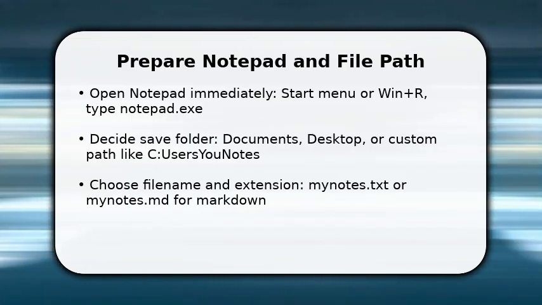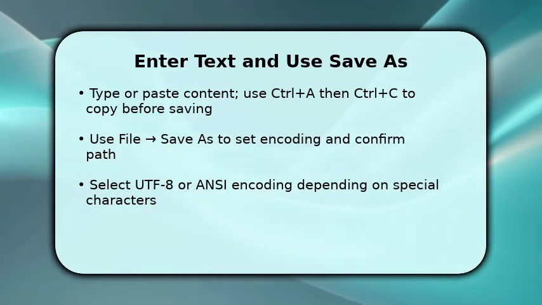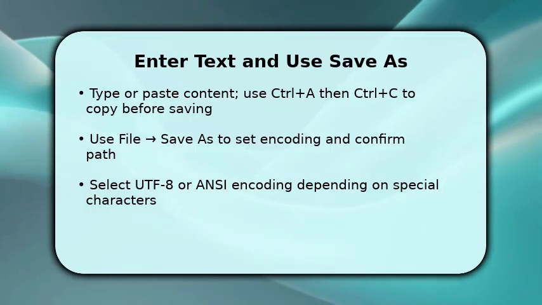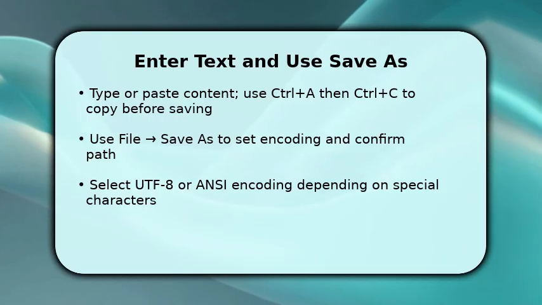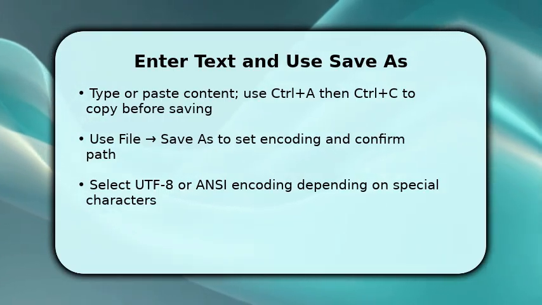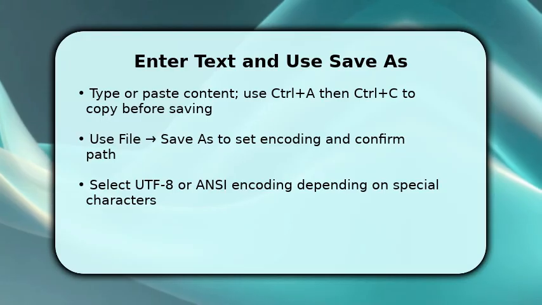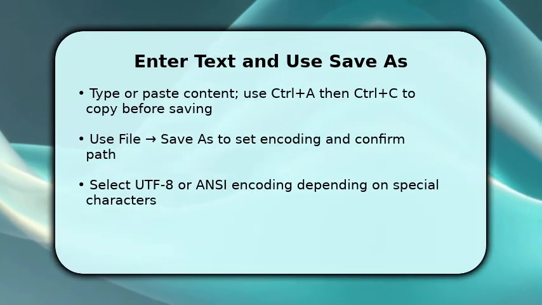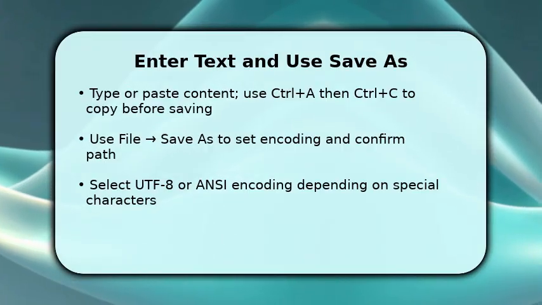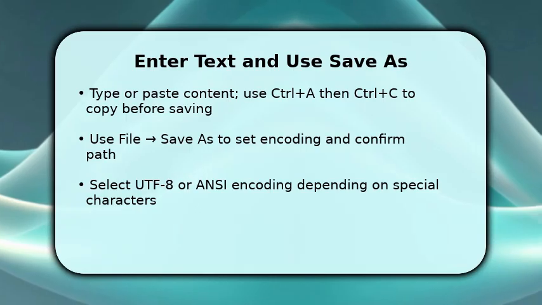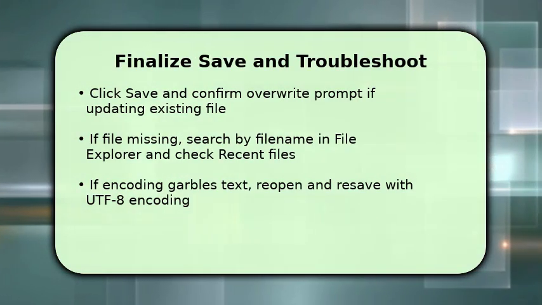You now enter your content and prepare to save it properly. Once you have text, use File then Save as so you can explicitly set the folder and file name. This avoids overwriting a different file. Make sure to pick encoding, UTF-8 for international characters or ANSI for basic ASCII, because encoding affects how text appears when reopened. Also verify the file extension, and, if necessary, change Save as Type to all files. You finish by clicking Save and checking that Notepad confirms the file was written to the chosen folder.